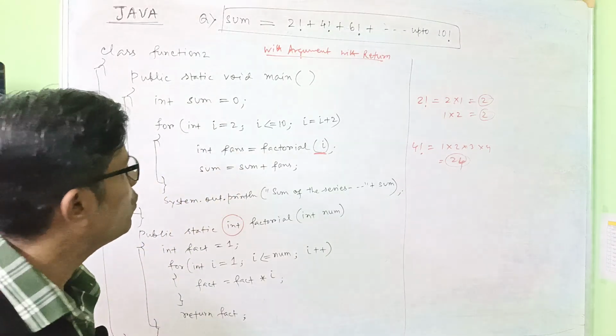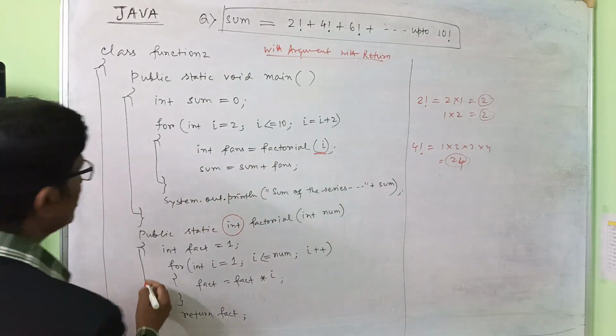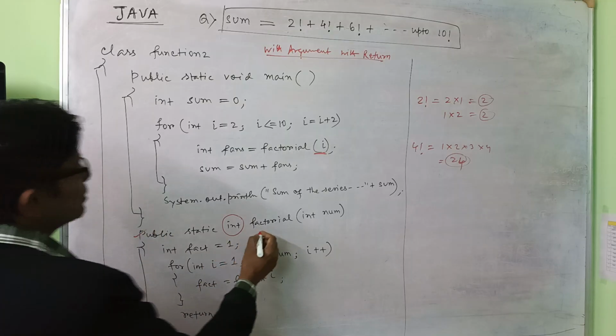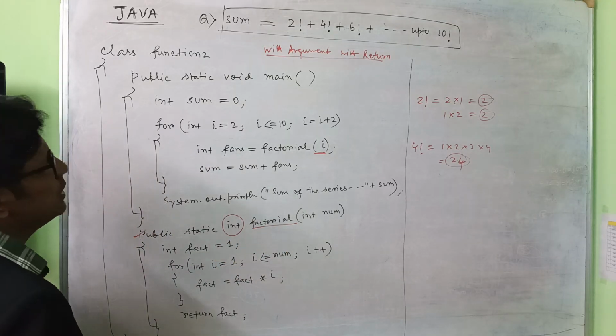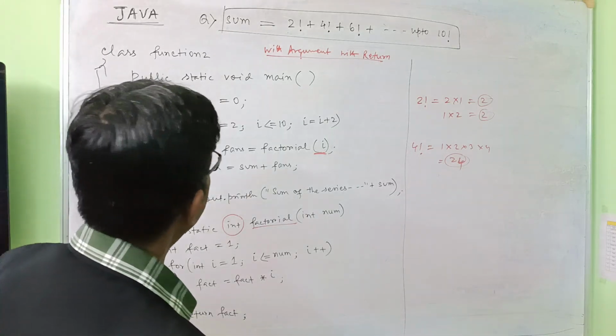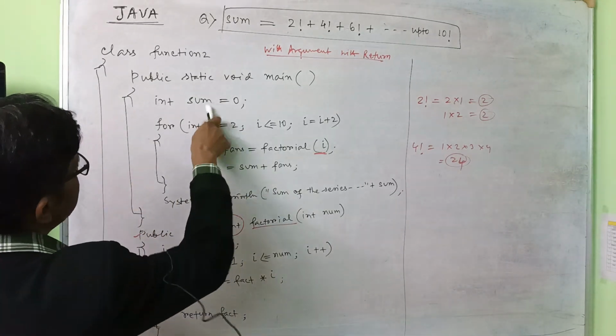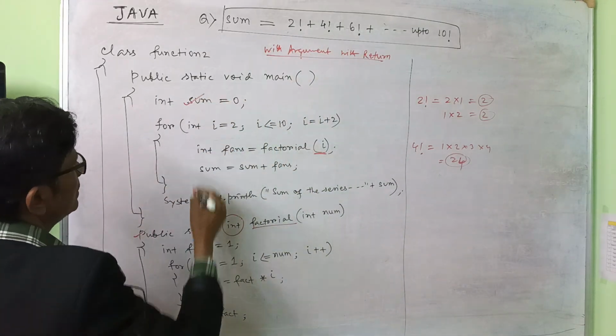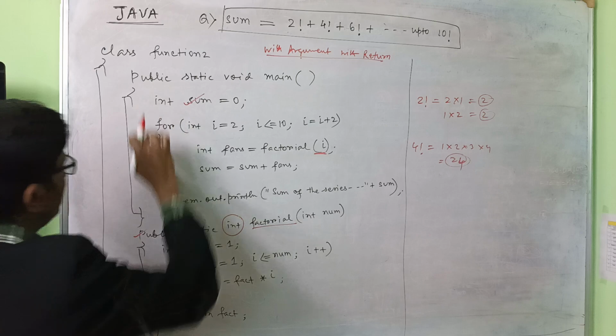So who will do this calculation? This calculation will be done by this function. The name of the function I have given is factorial. Now let's see one by one, then I'll explain. So public static void main, this is the main function. The whole thing will be calculated and the result will come here.